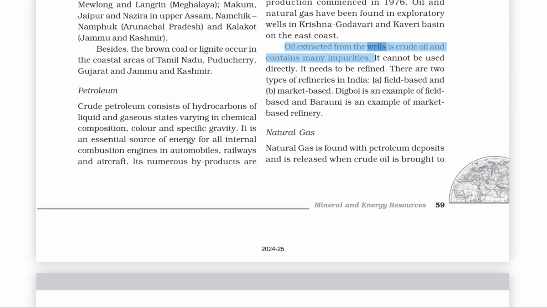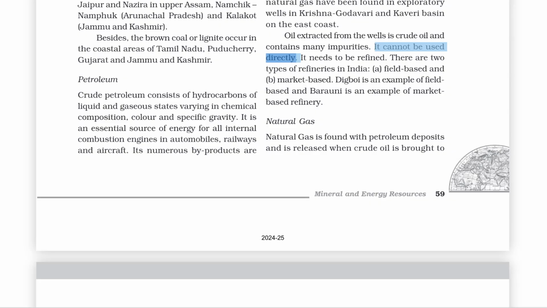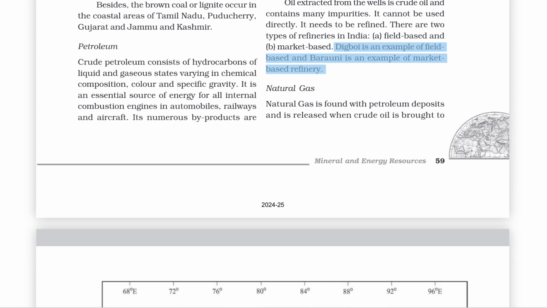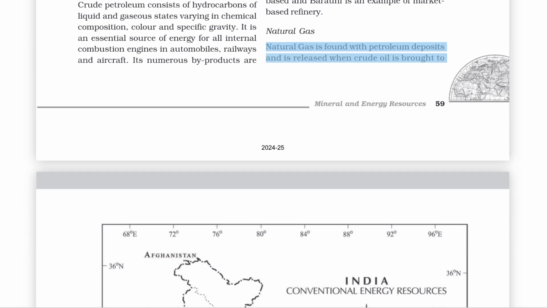Oil extracted from the wells is crude oil and contains many impurities. It cannot be used directly. It needs to be refined. There are two types of refineries in India, A, field-based, and B, market-based. Digboi is an example of field-based and Barauni is an example of market-based refinery. Natural gas. Natural gas is found with petroleum deposits and is released when crude oil is brought up.